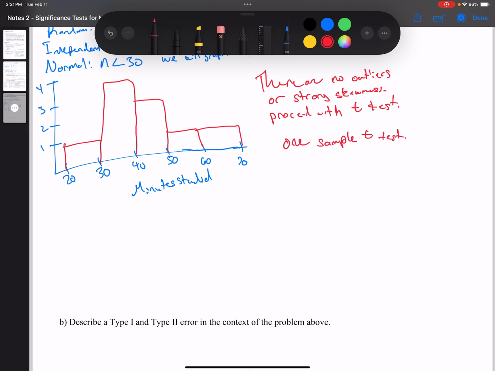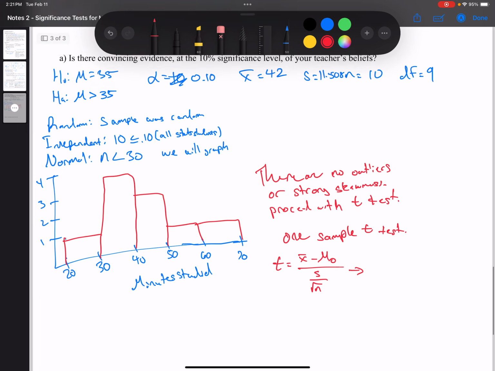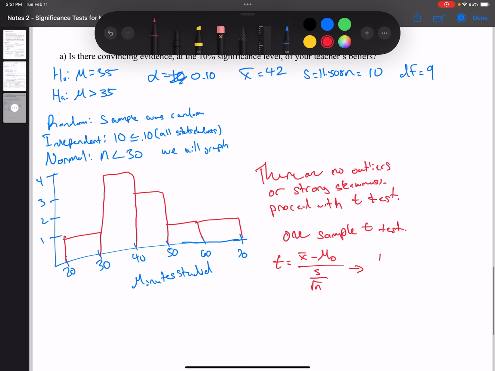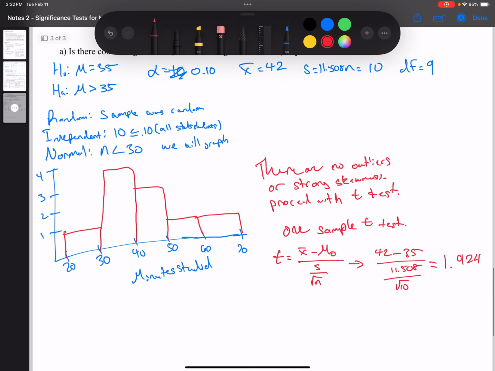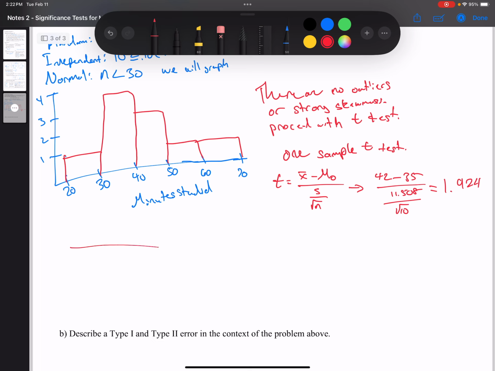And then that means our test statistic is going to be x bar minus mu naught over s divided by square root of n. When we plug everything in, x bar we had was 42 minus mu naught, which is 35, over s, 11.508, divided by the square root of n. Throw that in our calculator, and we end up with 1.924.